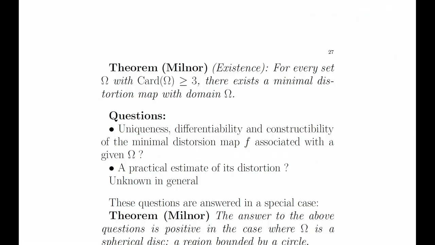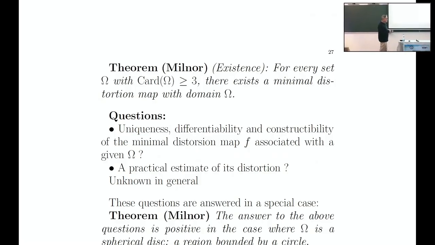This is the theorem here for existence. I mean, you have to prove this. Yes. So for every set, if the cardinality is at least 3, then there exists a minimal distortion map. This needs a proof. In fact, if you read the proof, it's really a very complicated elementary topology. He has the map first on a countable set of points, and then he has to show that he can extend and so on. It's really topology.